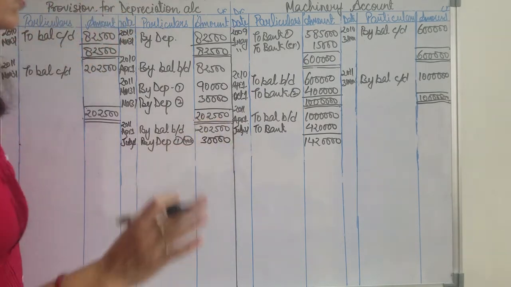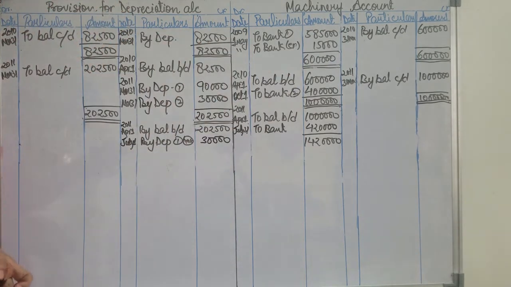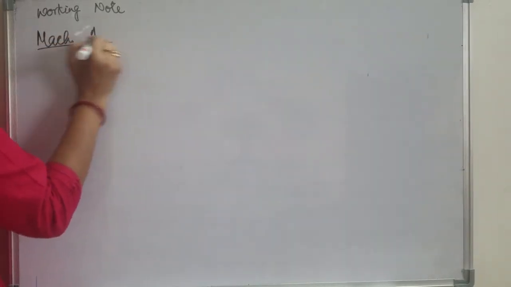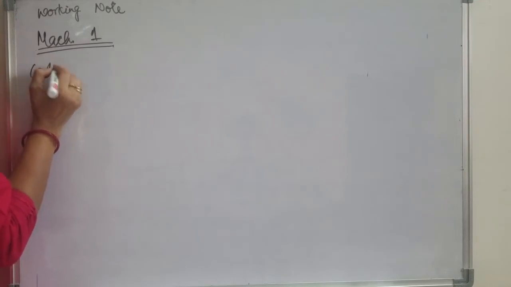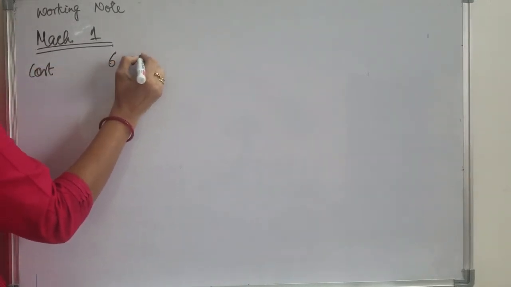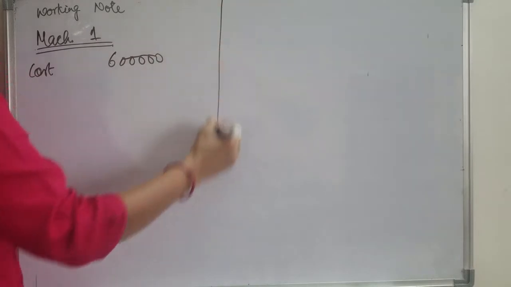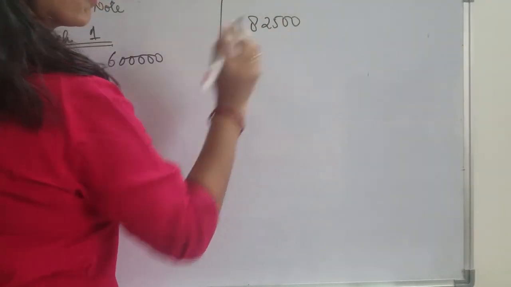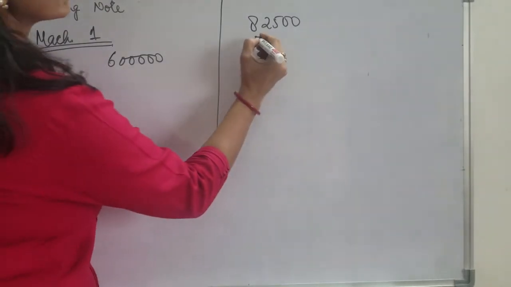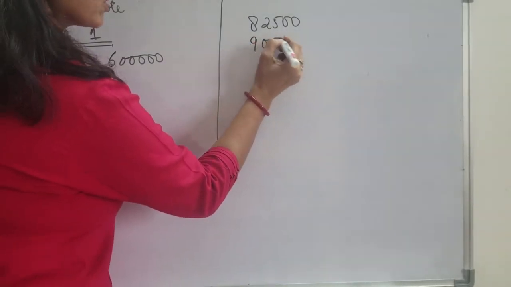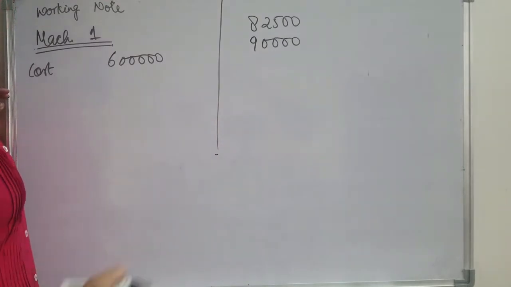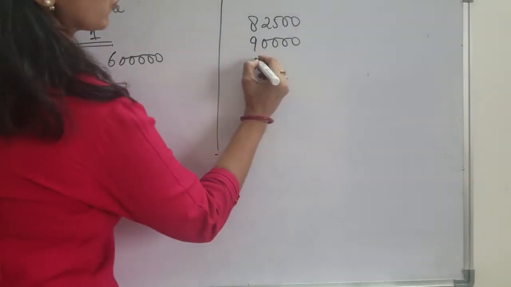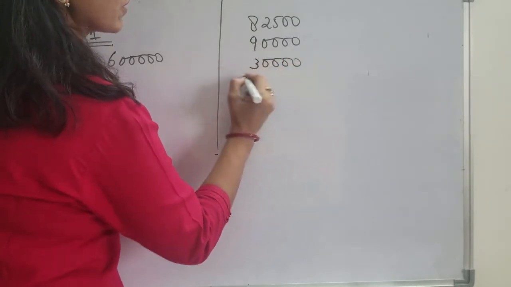Okay, now let's see the rough note or working note and write it like machinery 1. Here the cost of machinery is 6 lakh, right? And the depreciation first year it was 82,500, right? Then second year whole 12 months depreciation was 90,000. And third year, the year of sale of machinery, only 4 months depreciation was provided, which was 30,000, right?